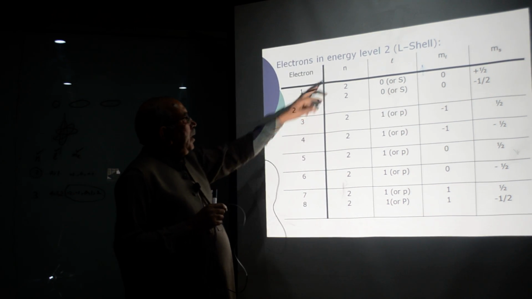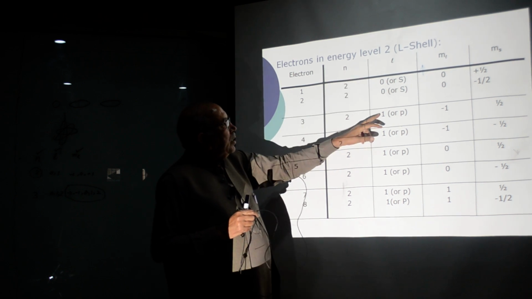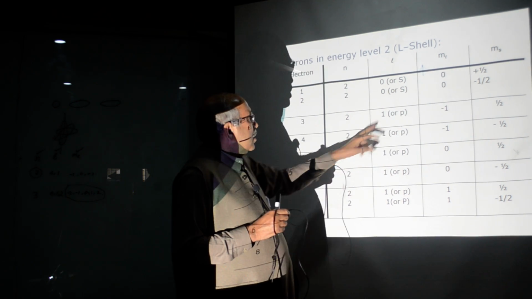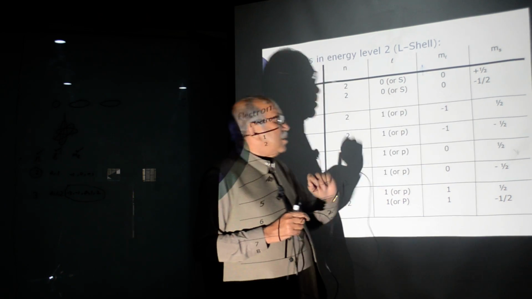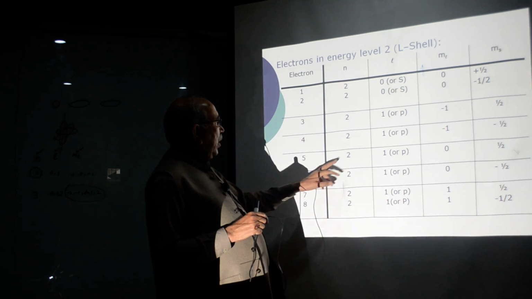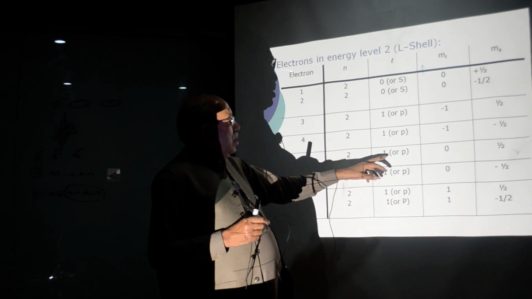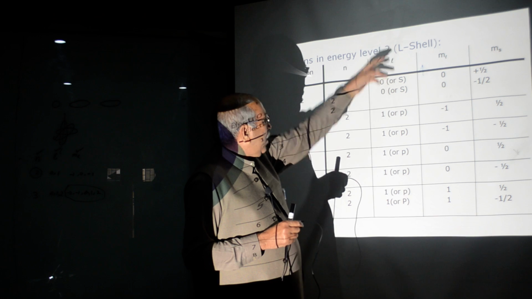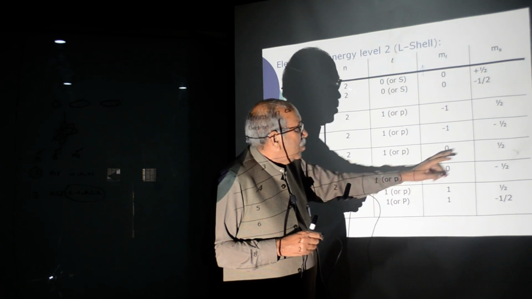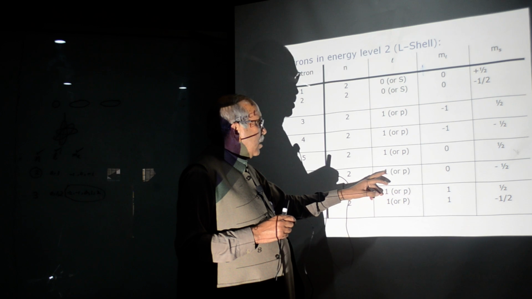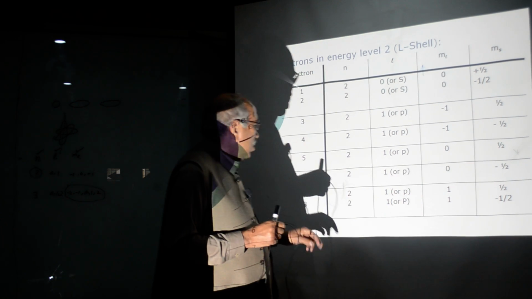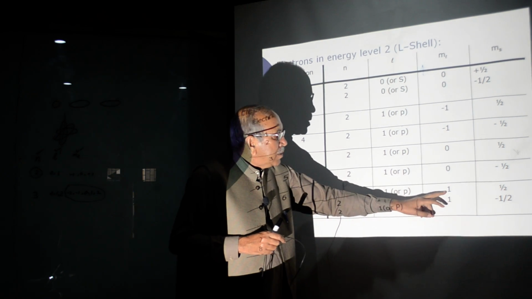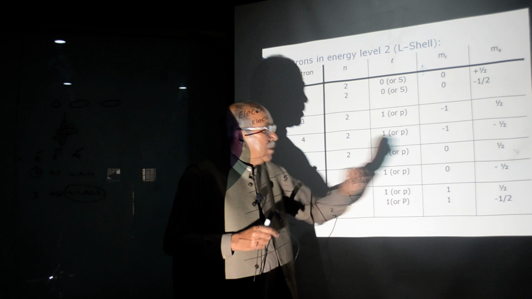Third electron, N value is the same, 2. L will be equal to now 1, ML -1, MS plus 1 by 2. The same values, but MS is equal to -1 by 2. Again, for fifth electron, N is equal to 2. We will write L, your L value is equal to 1, ML is equal to 0, MS plus 1 by 2. L is equal to 1, 0, -1 by 2, and 2, L is equal to 1, plus 1, plus 1, plus 1 by 2, -1 by 2.